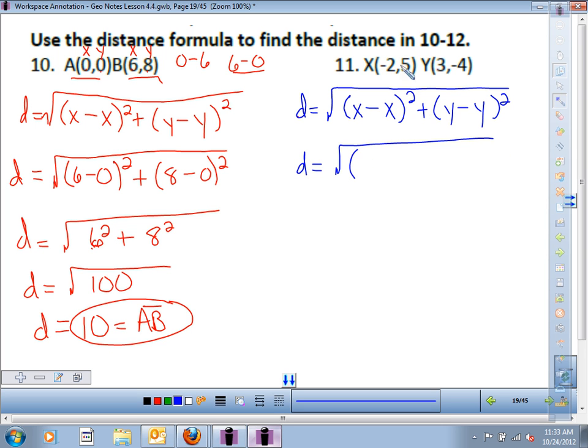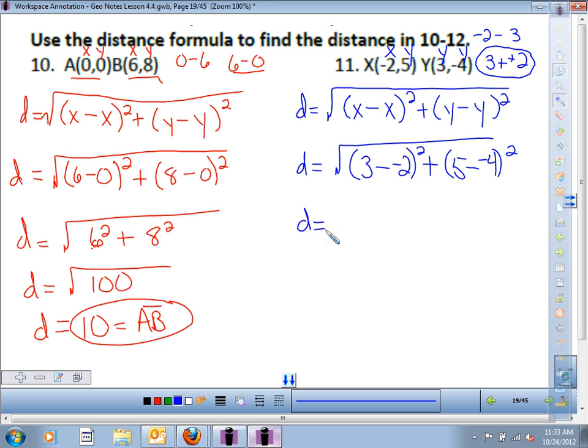My x values, here's an x, and here's an x. Now would it be easier to go negative 2 minus 3, or would it be easier to go 3 minus negative 2? I like this one because when you subtract a negative, you end up adding. So I'm going to go 3 minus my other x value, which is negative 2, squared, plus, now we're going to go to our y values. My y values are 5 and negative 4. So again, I'm going to do 5 minus negative 4. We're going to square it.